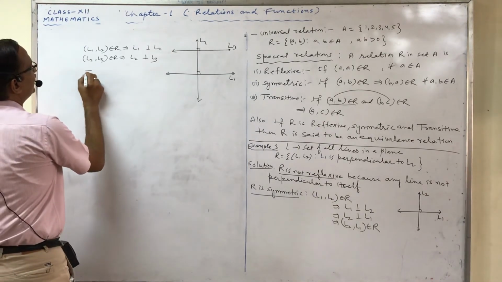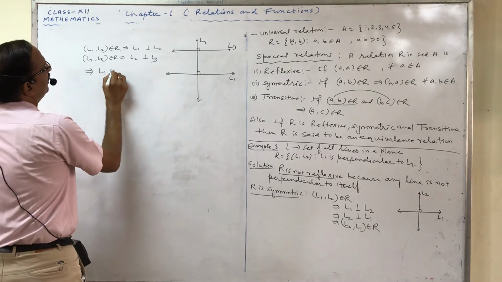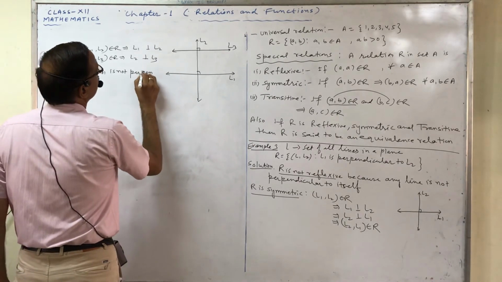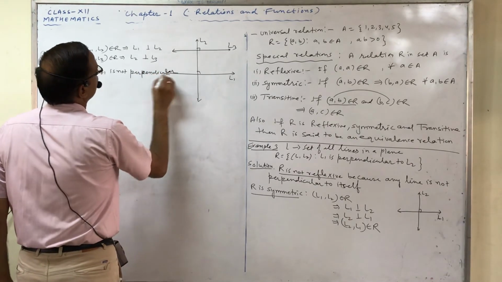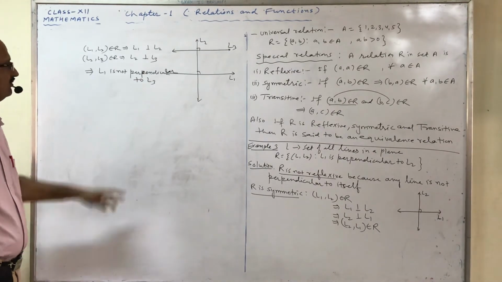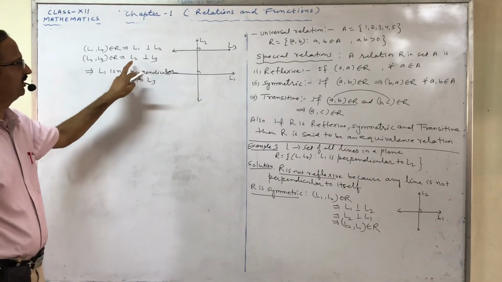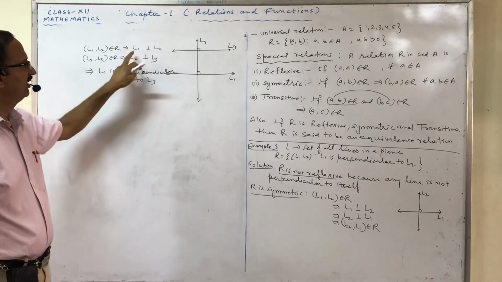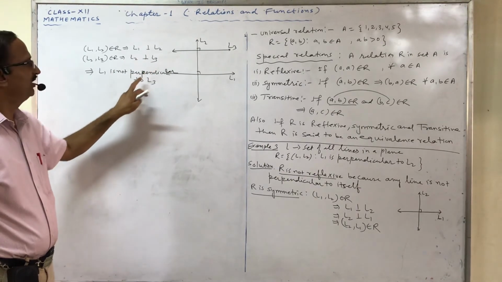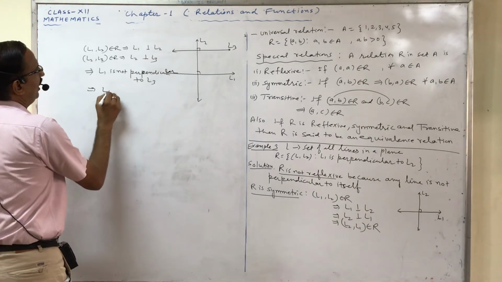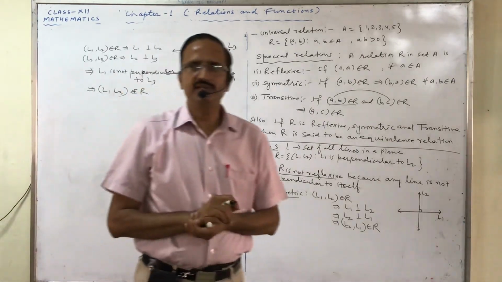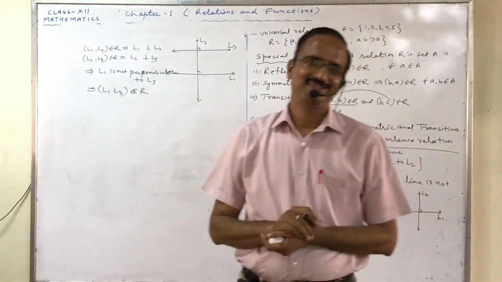So we can say that this implies that L1 is not perpendicular to L3. L1 perpendicular to L2, possible. L2 perpendicular to L3, possible. But when these two conditions are applicable, then L1 is not perpendicular to L3. It means (L1, L3) does not belong to R, or we can say that L1 is not related to L3.